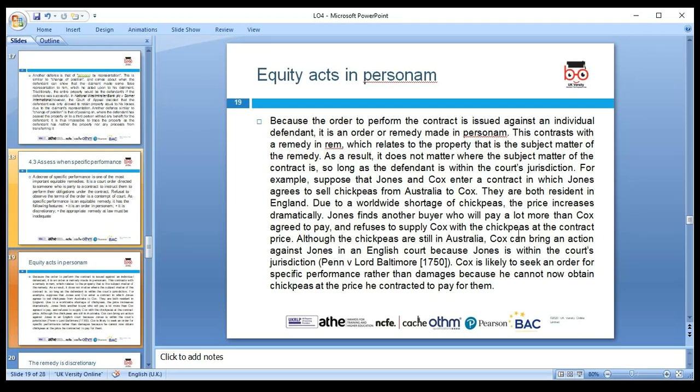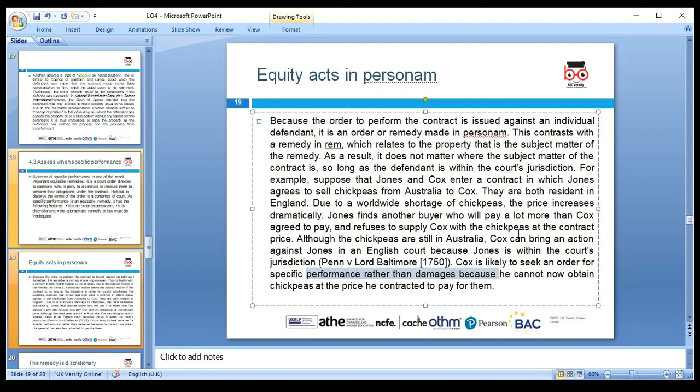As a result, it does not matter where the subject matter of the contract is, as long as the defendant is within the court's jurisdiction. It is all about discretion. It is not given at common law, and the court can decide to give more. So specific performance rather than damages may be granted where damages cannot adequately compensate.